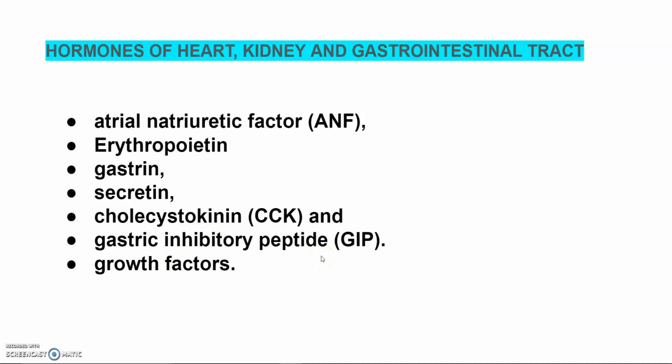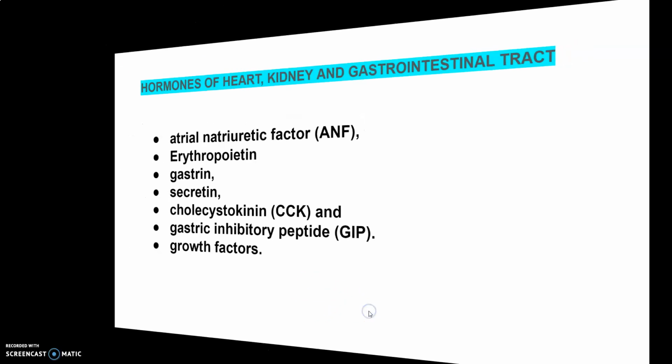Gastric inhibitory peptide hormone inhibits gastric secretions and motility. Several other non-endocrine tissues secrete hormones which are called growth factors. These factors are essential for the normal growth of tissues and their repair or regeneration.